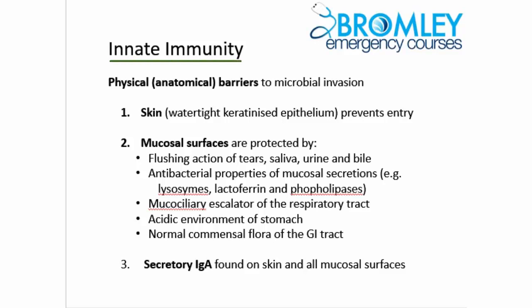So what are the components of innate immunity? Firstly, let's talk about the physical or anatomical barriers to microbial invasion. Foremost is the skin. The watertight keratinized epithelium, which covers most of our body surface area, prevents microbial entry, providing, of course, that it is intact. The mucosal surfaces of the body, however, are not keratinized and are significantly more porous to invading microorganisms, and have therefore needed to develop further protective mechanisms to prevent microbial invasion.